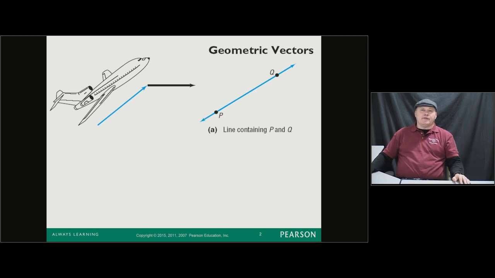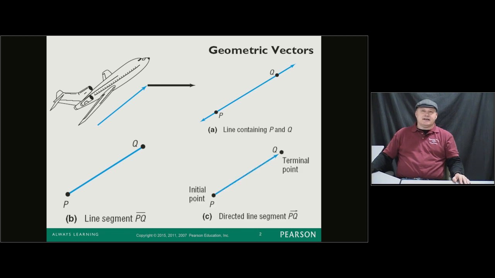Now, from a geometric point of view, it's a line containing P and Q. That's a line. But a line segment connects just P and Q and does not go outside of that. A directed line segment has the same two points, but notice the arrow goes from P to Q. So that is the actual beginning of a vector, because it has a force, which is the length of that segment, but it has a direction. It's going from P to Q.